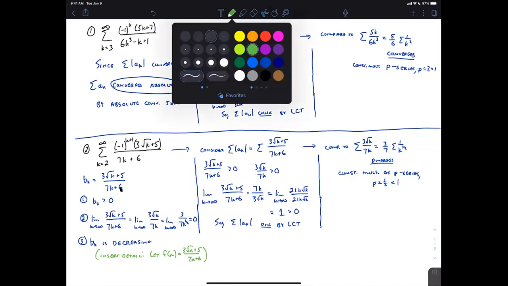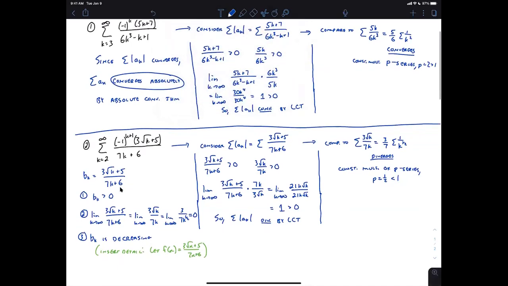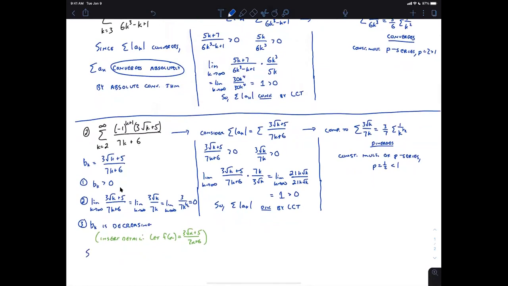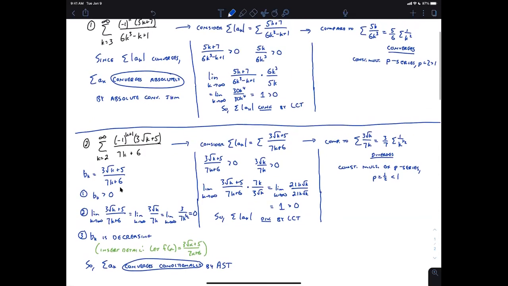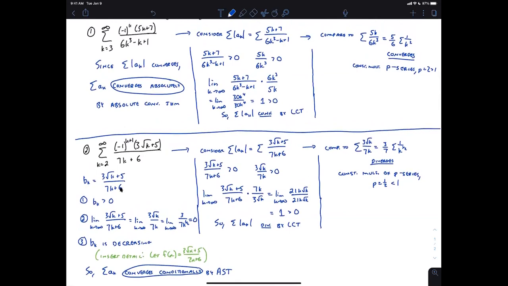Okay, those three things mean then that the original series converges, but it converges conditionally by the alternating series test, which I'm going to abbreviate today as AST, but that stands for alternating series test.